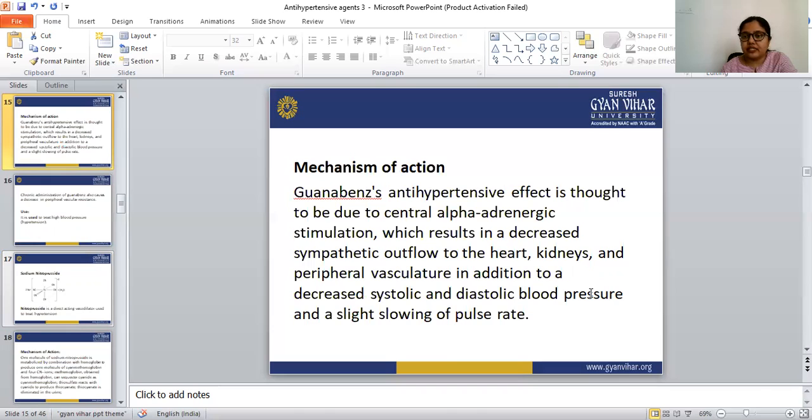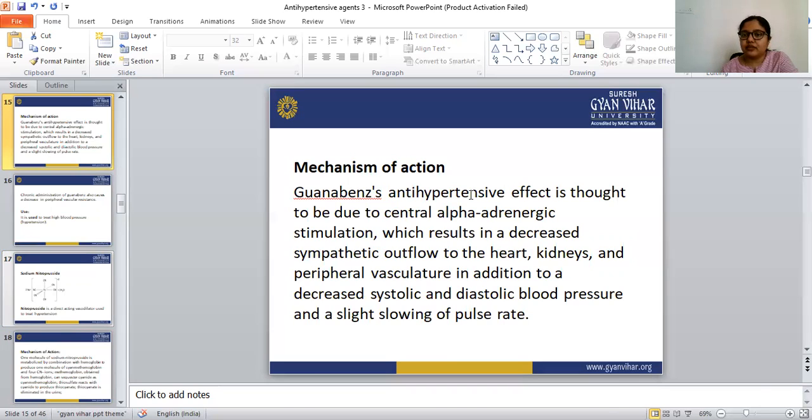The antihypertensive effect of guanabenz is thought to be due to central alpha adrenergic stimulation, which results in decreased sympathetic outflow to the heart, kidney, and peripheral vasculature, in addition to decreased systolic and diastolic blood pressure and a slight slowing of pulse rate. The mechanism of action of this guanabenz acetate drug is not confirmed, but it is thought to be due to central alpha adrenergic stimulation.